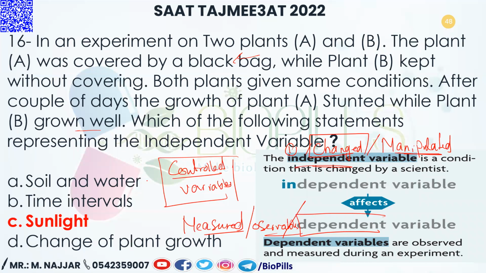Controlled variables such as soil and water, and time intervals, while the sunlight is independent, and the change of the plant growth is the measured, and it is the dependent variable. And there is no scientific experiment without those three variables: independent, dependent, and controlled.